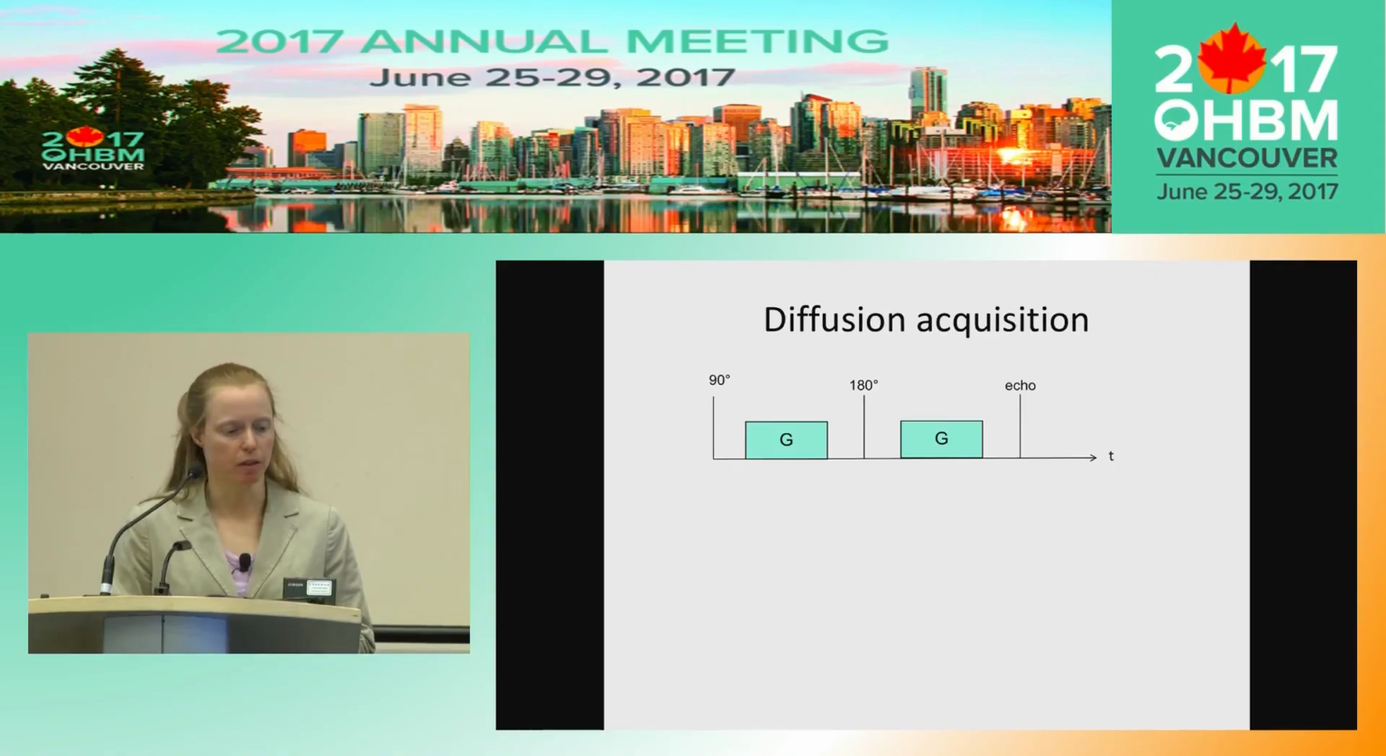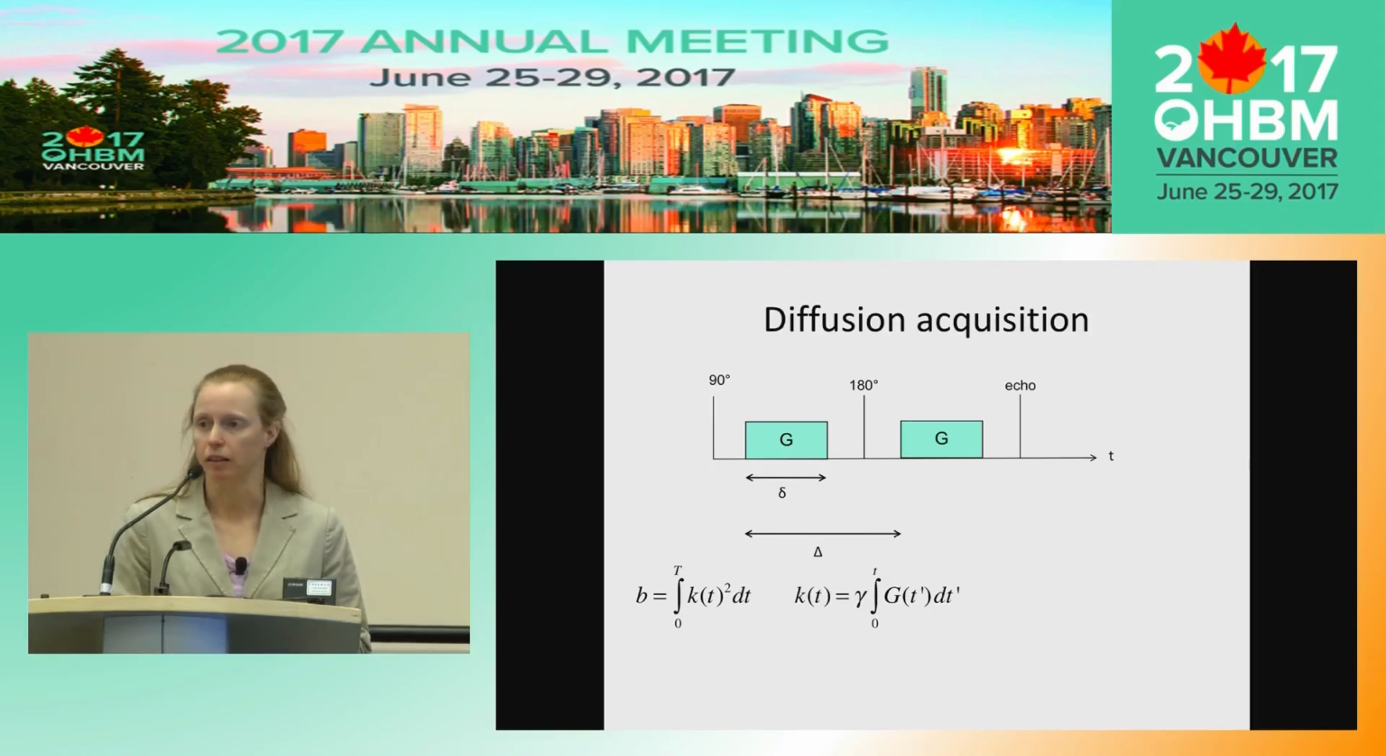So this is the sequence that we've been looking at. Let's look in a little bit more detail. The duration of the diffusion encoding gradient is usually referred to as little delta, and the time between the onset of the two gradients as big delta. And we can define a quantity called B that's a function of K, which, if you're familiar with MR, is the same K we use in the imaging context, the integral under the gradient waveform. For this sequence, if you perform this integral, it reduces to this quantity here. So B is a function of the gradient magnitude and the timings of the gradients.